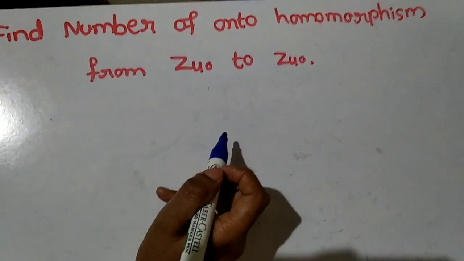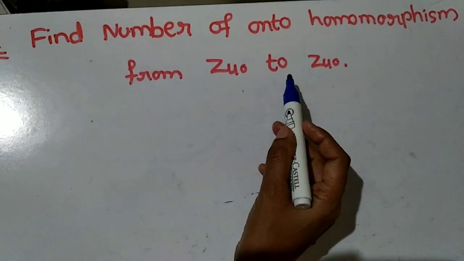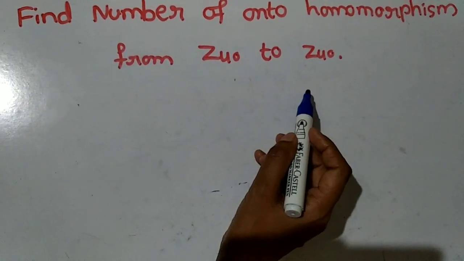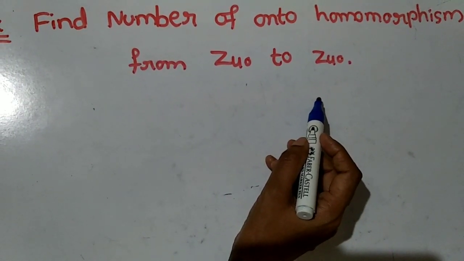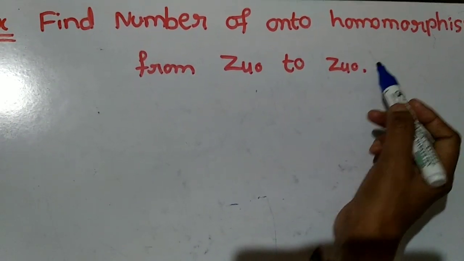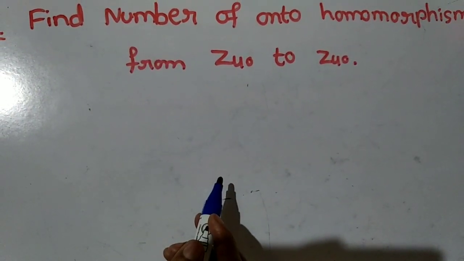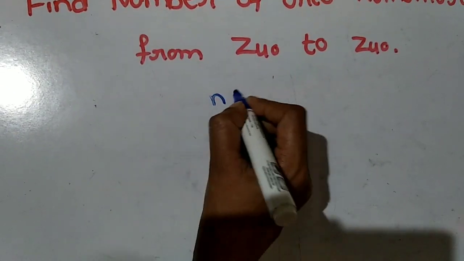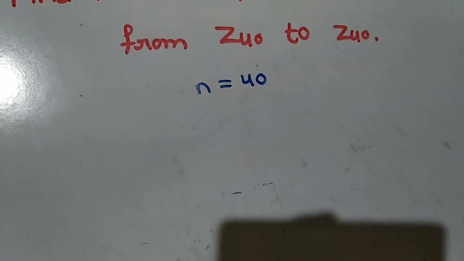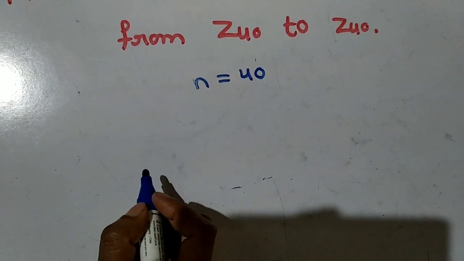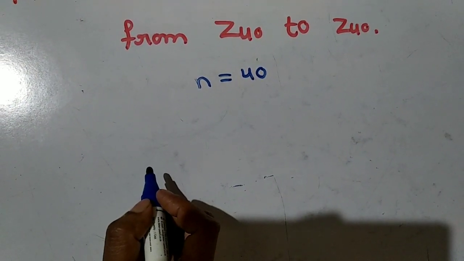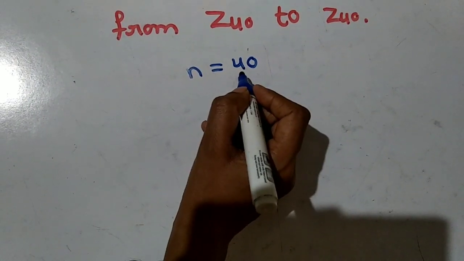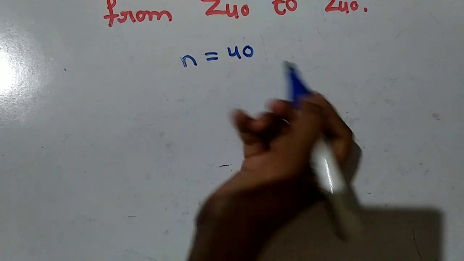Okay. Next example. Find the number of onto homomorphisms from Z40 to Z40. For finding the number of onto homomorphisms also, we have to use the Euler function formula. Okay. So first, what is your given n here? Given n is 40. So what do we have to write in the second step? We have to express this 40 as a product of prime numbers.